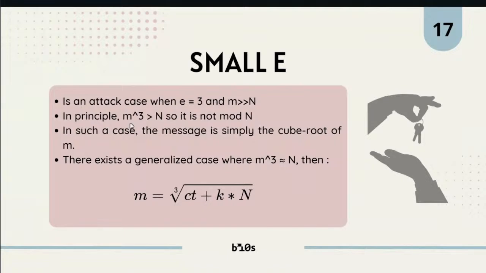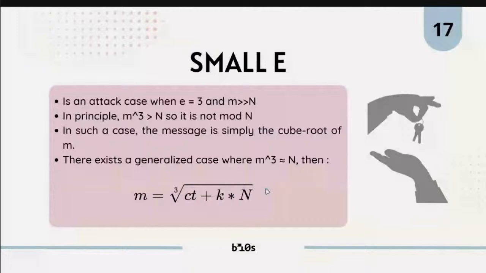And there is a generalized case where m is possibly greater than n, on the same order of n. Then you have this special formula: m is equal to the cube root of ct, the ciphertext, plus k times n, where k is an integer, because integers are what is used under modulus. This works because of modular expansion. You can expand a modular equation, surprise, surprise, into an arithmetic equation.